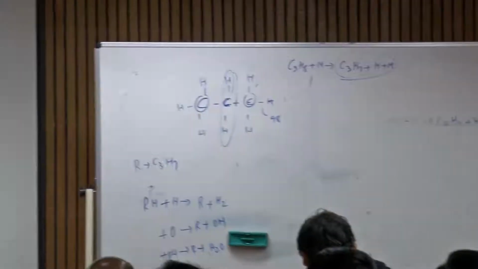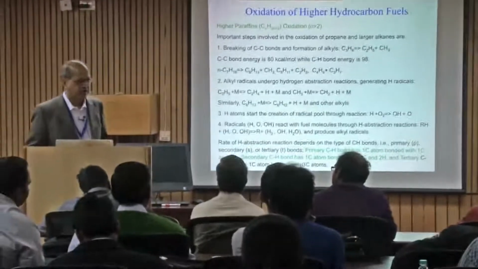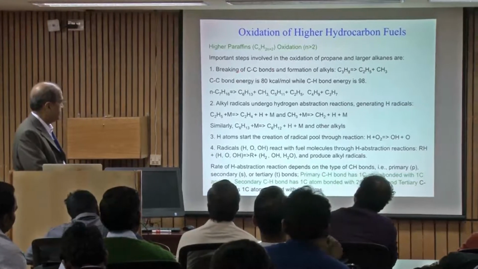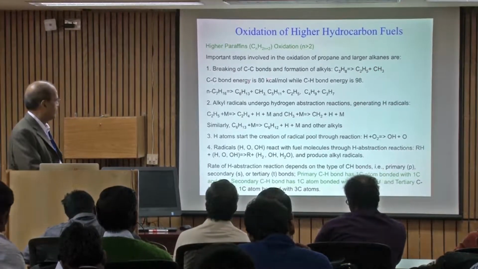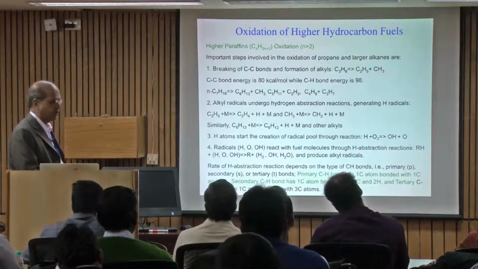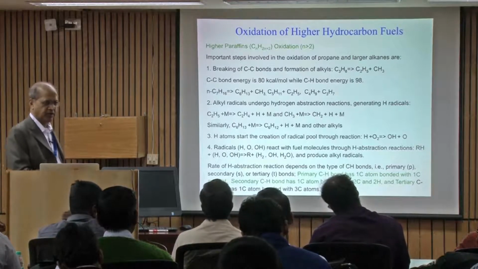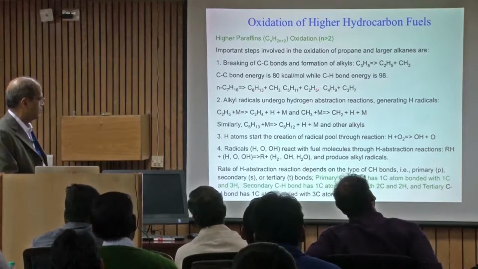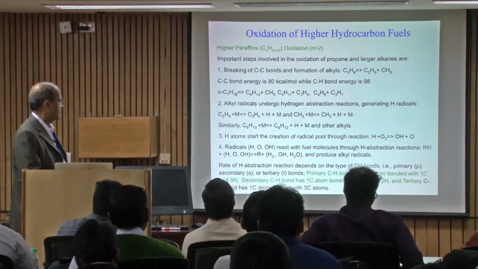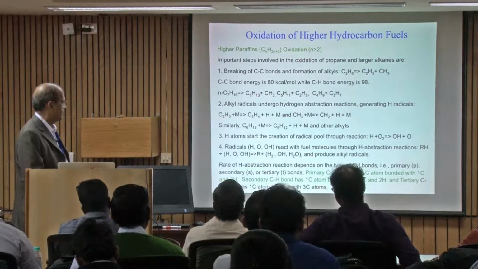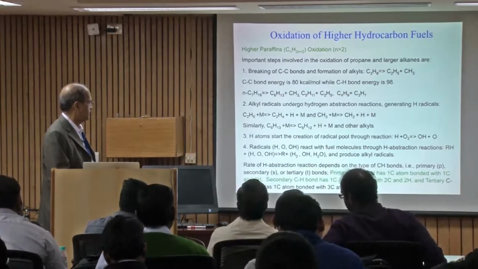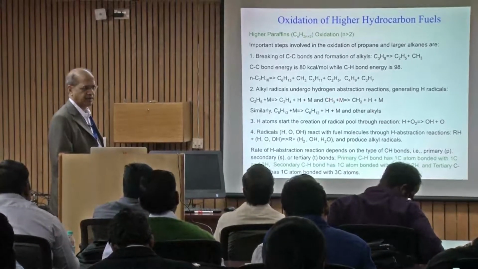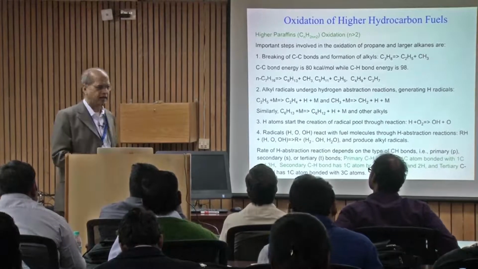Any questions? So again, going through the steps. The first one is the breaking of the CC bond. If you have a larger molecule, then you have many CC bonds, and all are possible. So you produce these alkyls and alkenes, a lot of alkyls, like C6H13, C5H11. And then you get hydrogen from that. Next, hydrogen produces radicals.